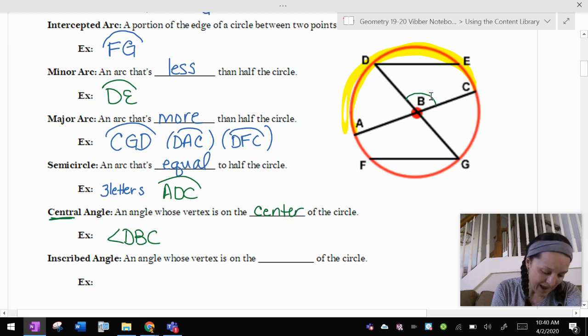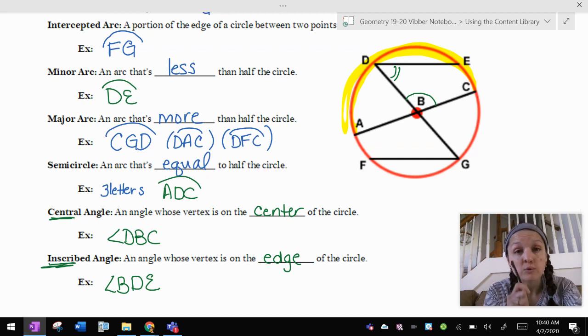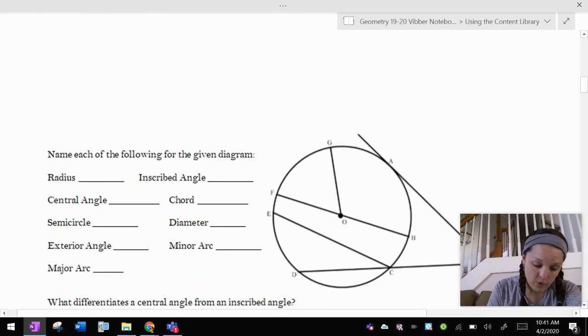Easy peasy. An inscribed angle is an angle whose vertex is on the edge of the circle. And for that, we would have angle BDE. This thing up here would be what's called an inscribed angle. We spend a lot of time with central and inscribed angles, so make sure you know what those are and which is which. Okay, so we got through all that vocab.